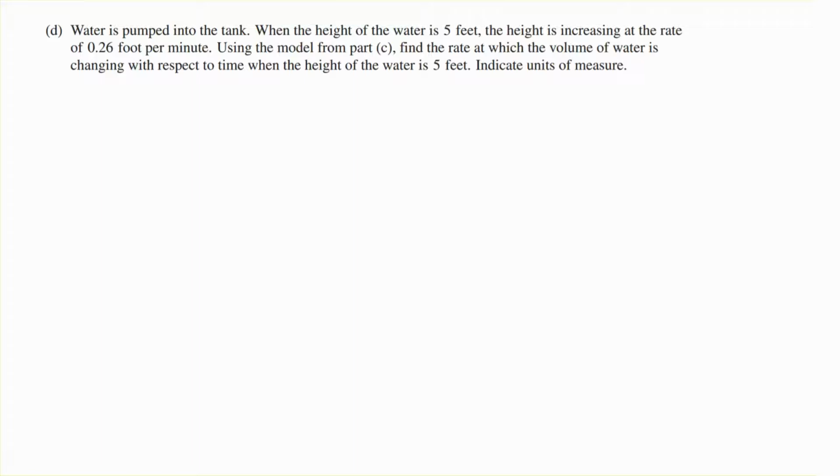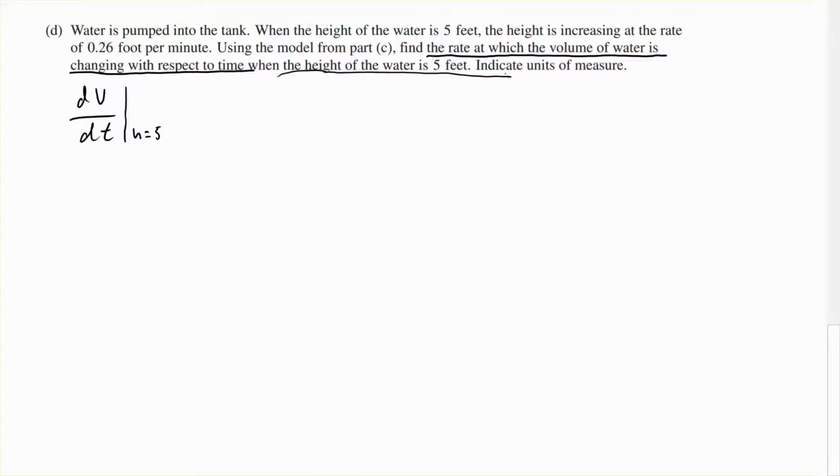And we find that it's actually just asking for the rate at which the volume of water is changing with respect to time. So that's easy enough. That is just dV/dt. And we're going to evaluate that at h equals 5 because it says when the height of the water is at 5 feet. But these units don't match up because one is volume with respect to time, and we're finding the answer with respect to height. So what do we do then?